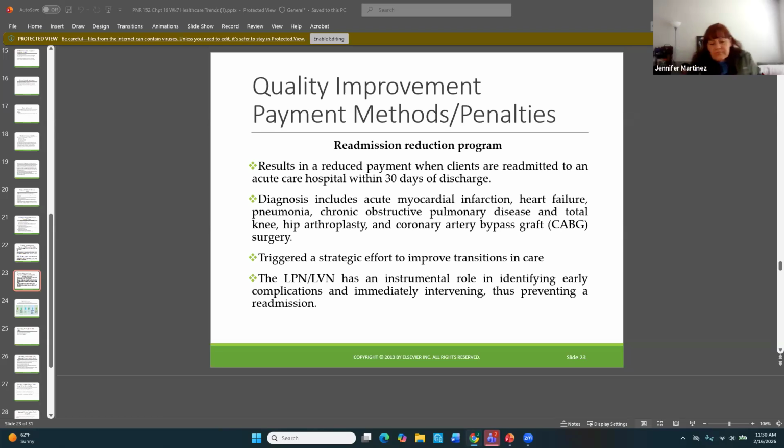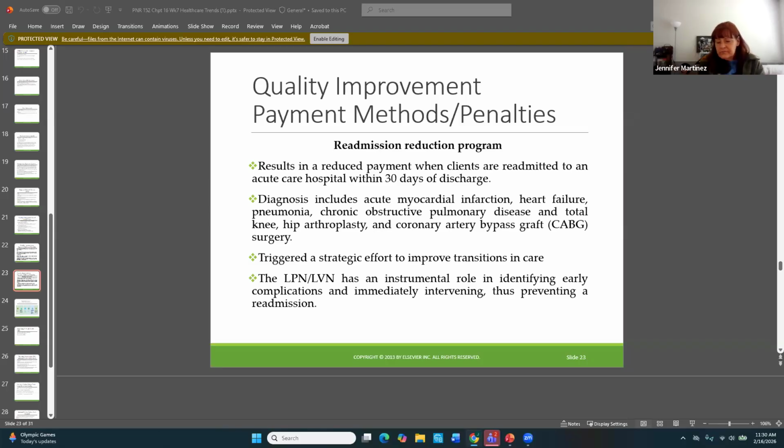So let's say you have a patient that's had a hip replacement. Generally speaking, they don't stay in the hospital for very long after a hip replacement, right? But maybe they develop an infection at the surgical site and they have to go back into the hospital for treatment of that infection. So transition of care, of course, we know is a big issue. But we also want to recognize any early complications.